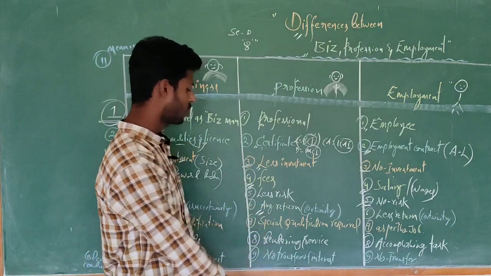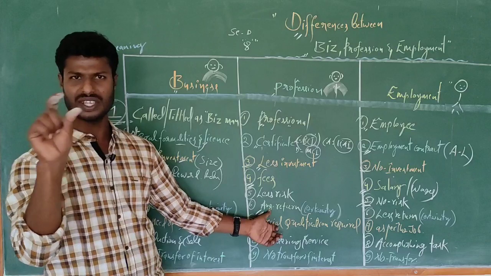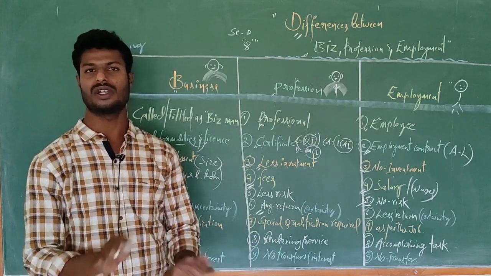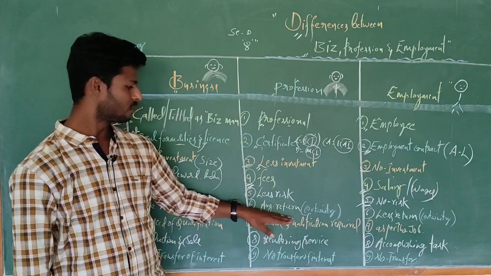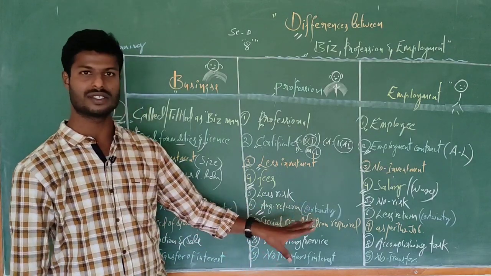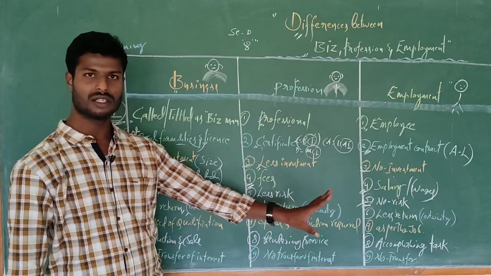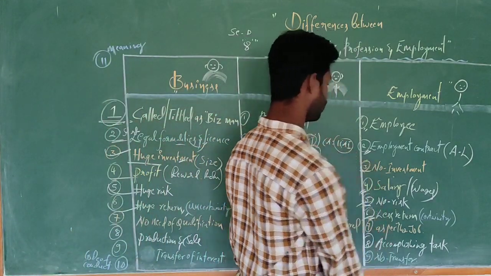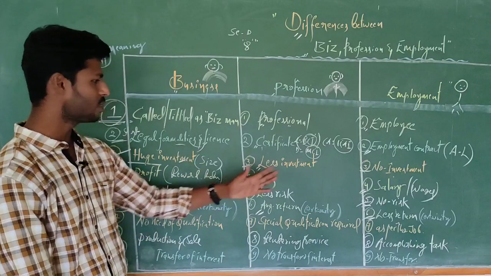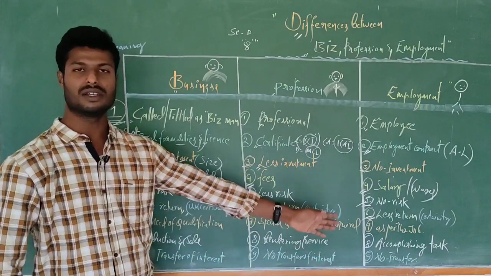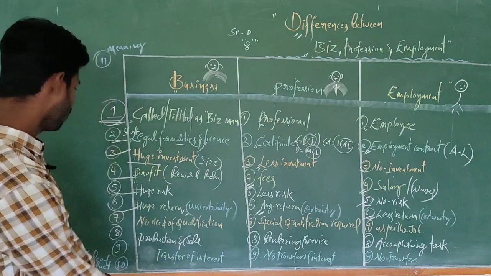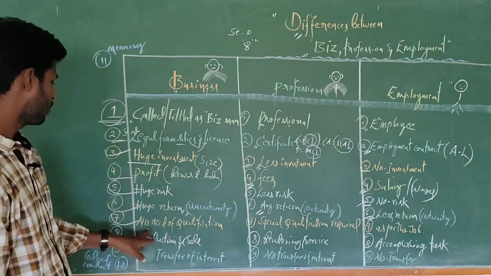But professionals get average, fixed, stable returns, with certainty. Here there is no uncertainty; everything is certain, average returns, and they get stable fees. Employment has less return compared to profession and business. Here employees get the salary or wages from their employer. Next one is business.